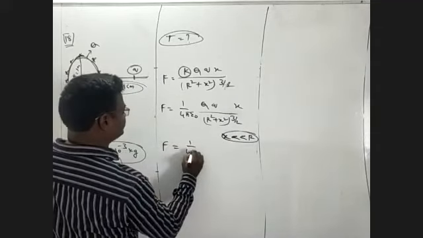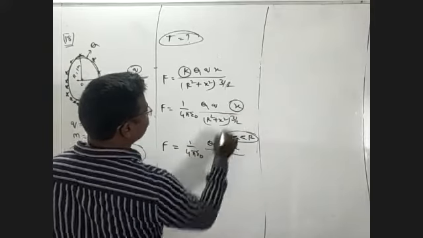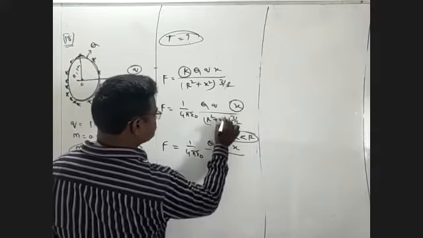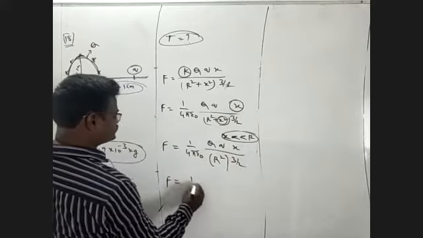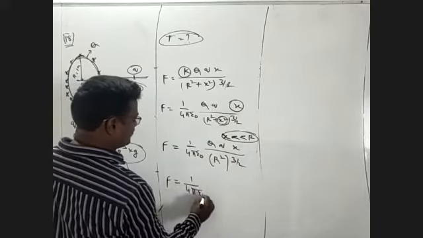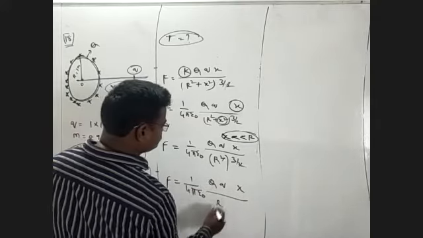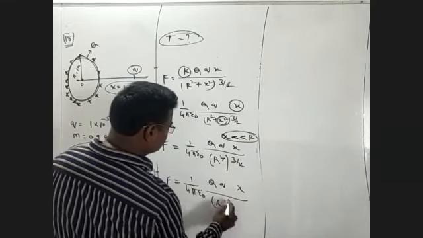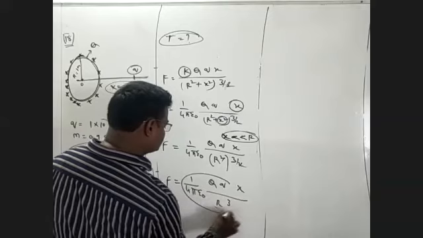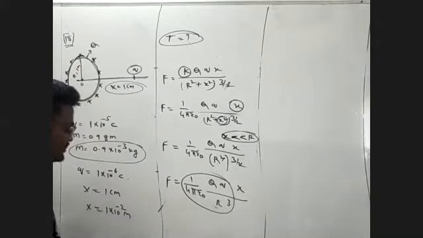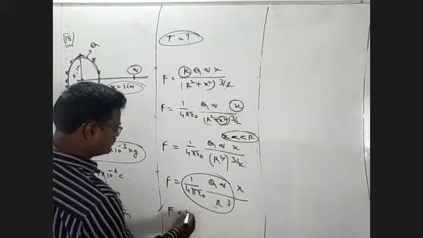F is equal to 1 by 4 pi epsilon naught, capital Q small q x by... Don't neglect R square; we neglect only x square. So the R square to the power of 3 by 2 gives R cube. Now F is directly proportional to x, so F is equal to kx.